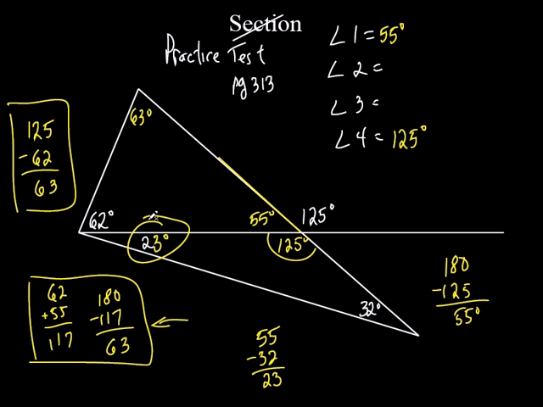And you got them all. Does that make sense? I didn't fill them in here. What was this? This was 23. And angle 3. Which one was angle 3? Was it this one up here? 63? Okay.